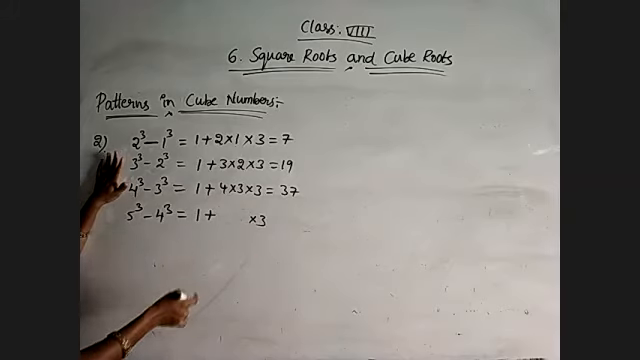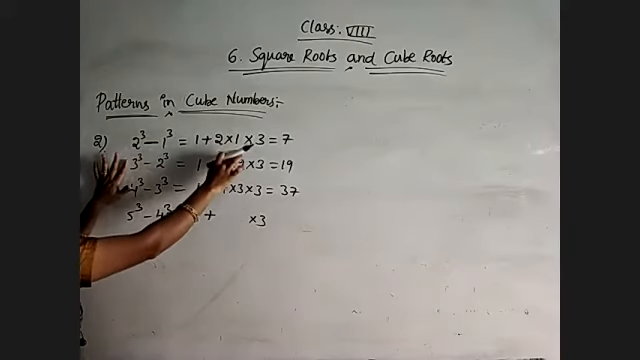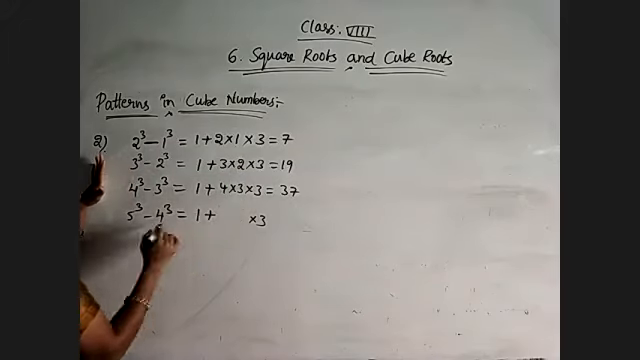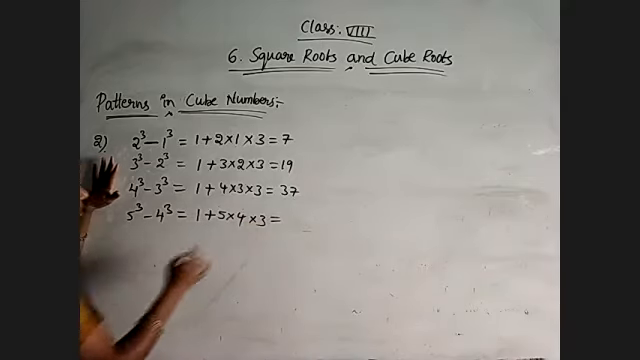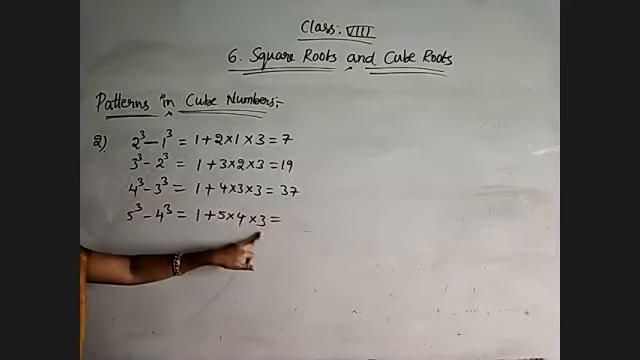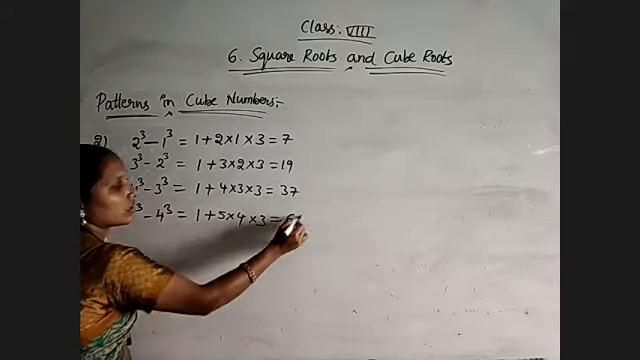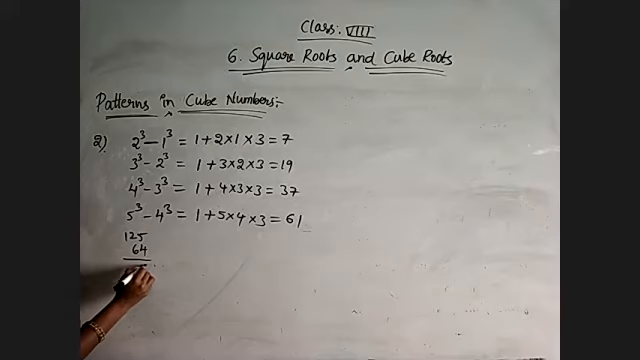For the next consecutive numbers also, the two numbers are 2 and 1, so 2 into 1. 3 and 2, 3 into 2. 4 and 3, 4 into 3. So the next pattern will be 5 into 4 into 3, which is equal to 5 4s are 20, 2 3s are 60. Okay. 60 plus 1, 61. If you have any doubt, find out this. 5 cube is 125 and 4 cube is 64. 5 minus 4 is 1, 12 minus 6 is 6, 61. Both are true.